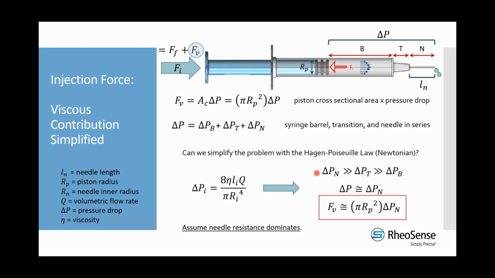this is how many people try to handle this system and simplify it so it's not as complex. And so this is how we will proceed. We will proceed by basically assuming that the resistance in the needle is what's dominating. So now our viscous contribution to this force is going to be that pressure drop in the needle times the cross-sectional area of the piston, because we're still applying that force to the piston.